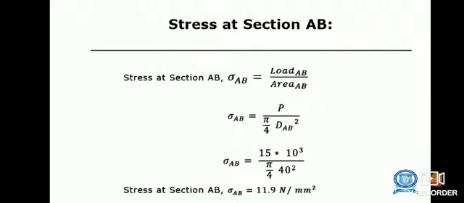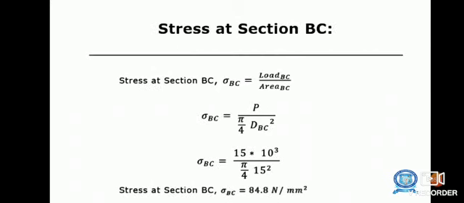Stress on section AB is sigma AB, equal to 11.9 Newton per millimeter square. So first of all, we find the stress on section AB, 11.9 Newton per millimeter square. Next, we find the stress at section BC. The same formula will be used: stress is load by area.